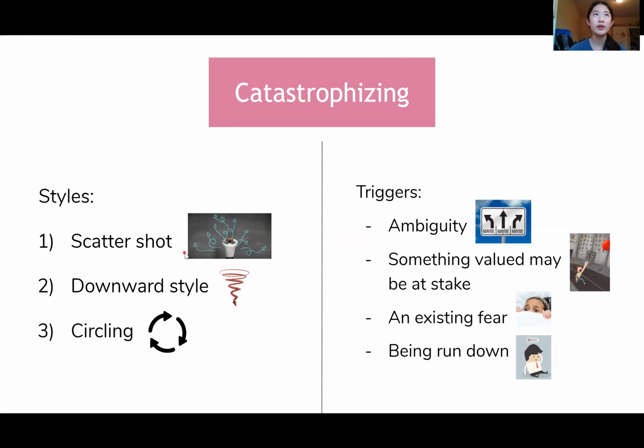So this is when you get a negative situation and then your brain goes into a million different directions of different bad situations that could happen from that event.